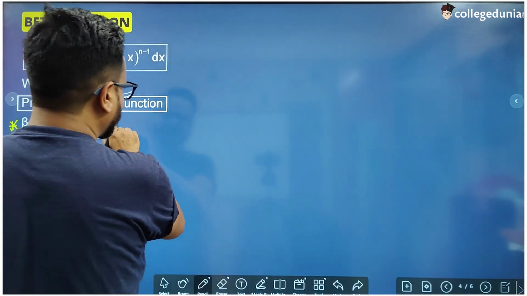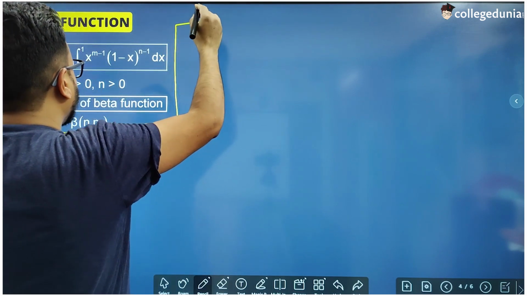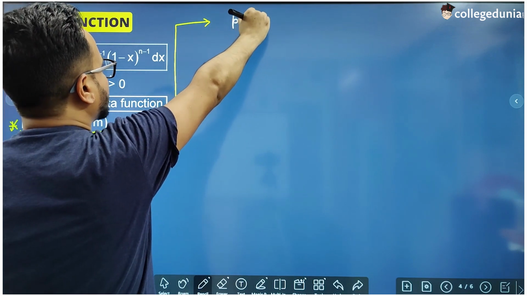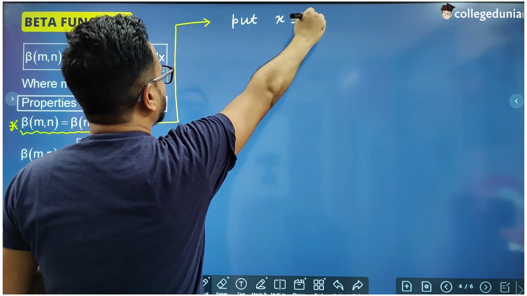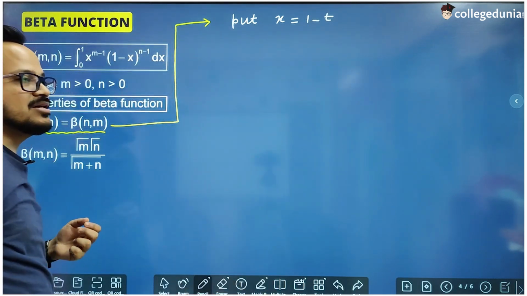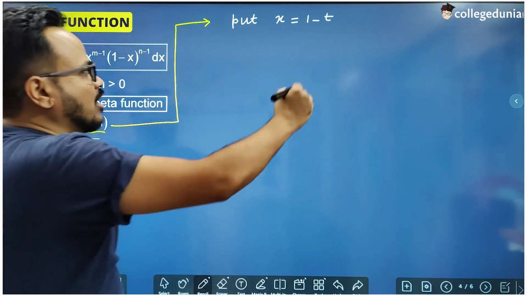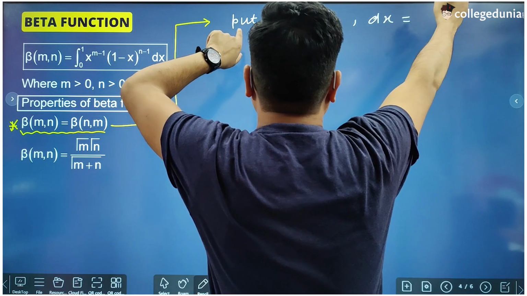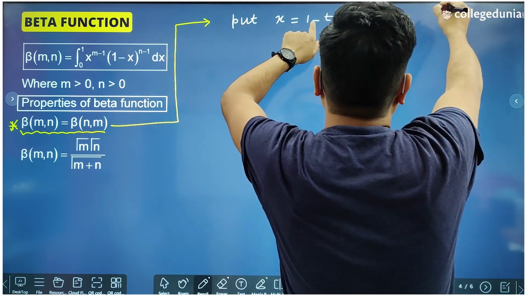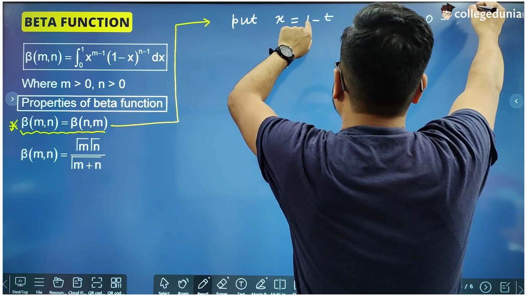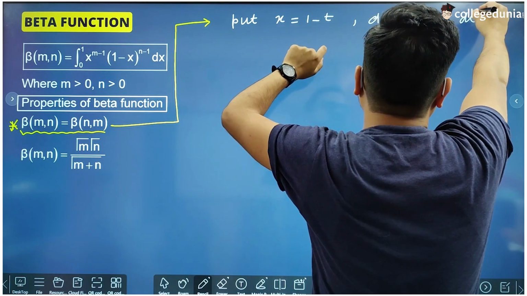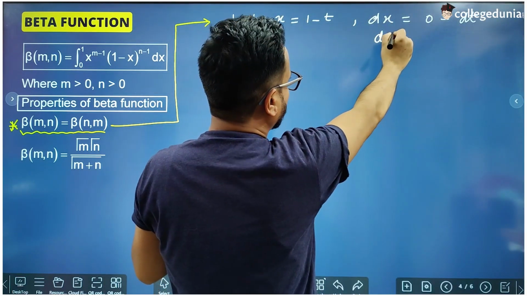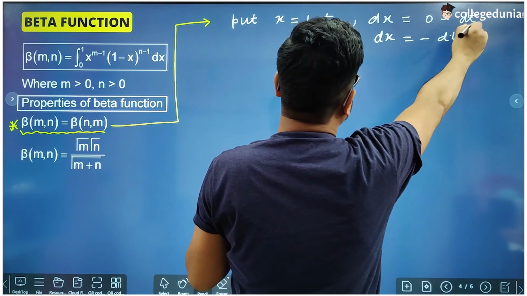Now let's prove this property. To prove this property, we will use the substitution technique of integration, in which we are going to put x as 1 minus t, where t is another variable. So first we will find the value of dx. If we differentiate both sides, then dx equals 0, because the derivative of 1 is 0, minus the derivative of t, which is dt. So the value of dx is minus dt.